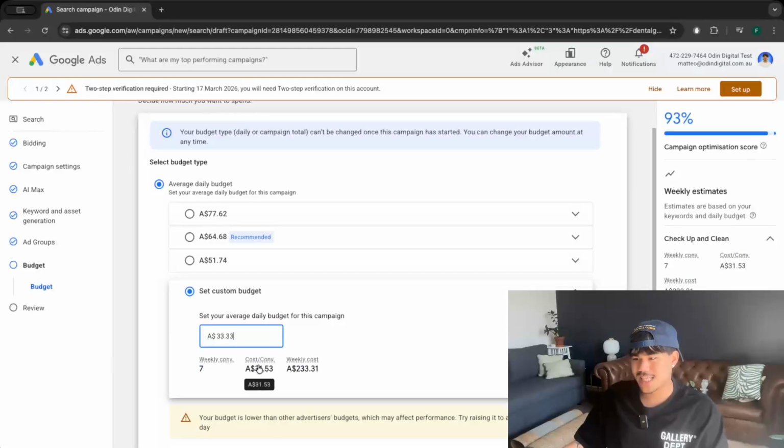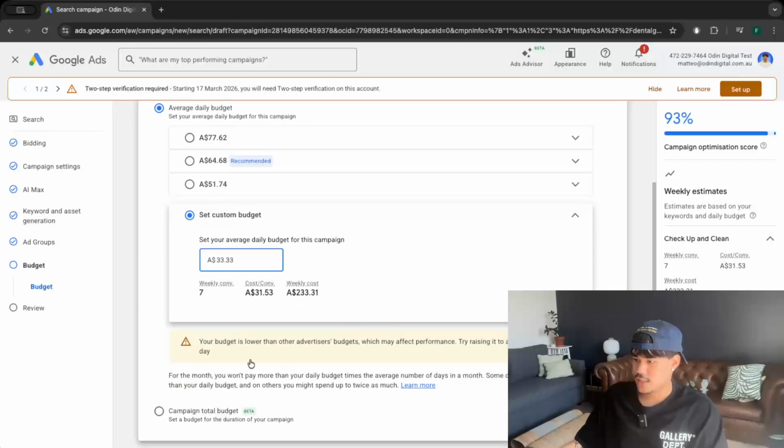This is what Google thinks the cost per conversion will be. I wouldn't look at this one bit because a conversion can literally mean anything. And then weekly cost here is like on average, how much is it going to cost you? So if I do some math, 33 times 7, yeah, that equals that weekly cost. And yeah, Google will say like, oh, your budget is lower than other people's budget, which may affect performance, right? Try raising it to this.